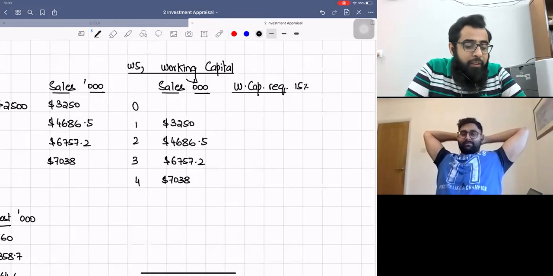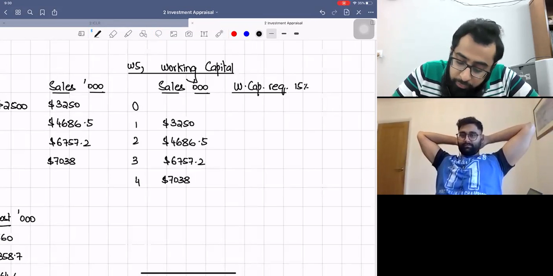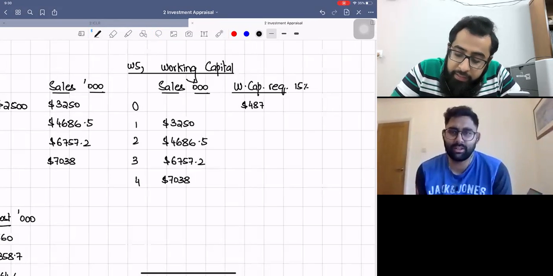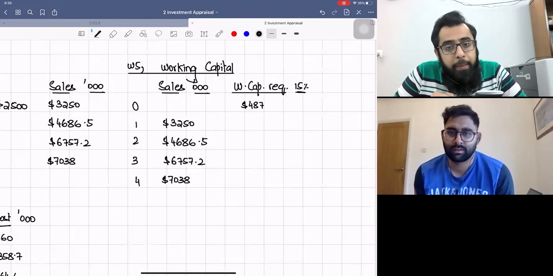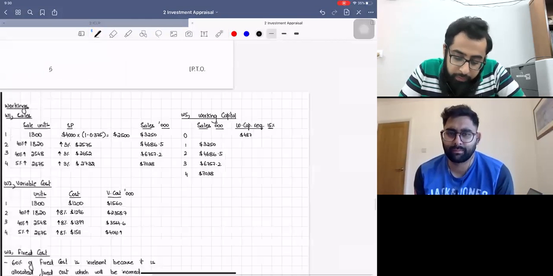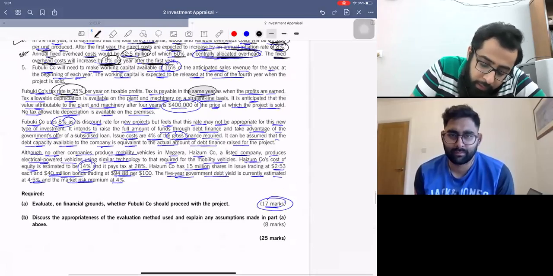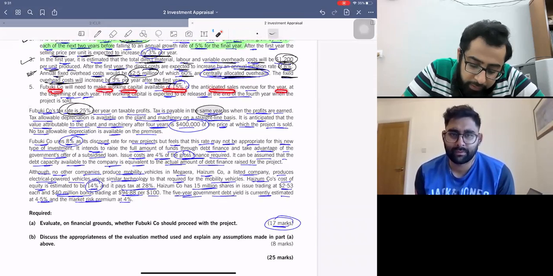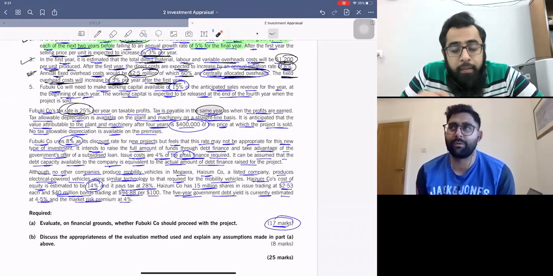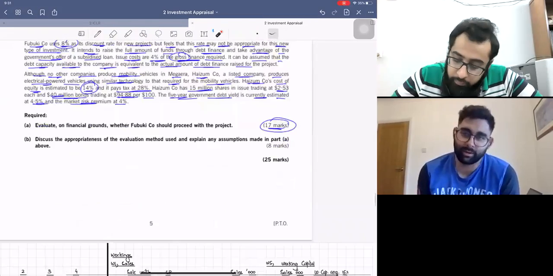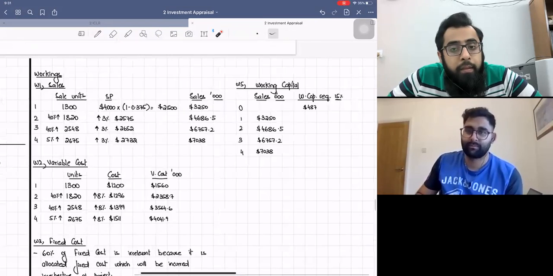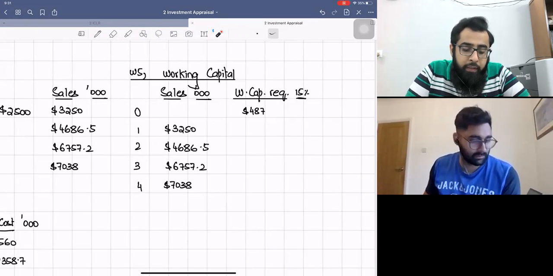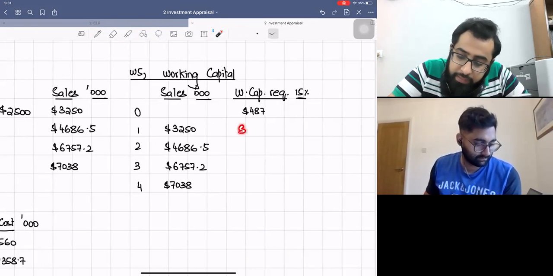Working capital required. So 3250 into 0.15 is 487, which we require initially. You do 15% of what? Of the sales revenue, 15% of the sales revenue. Here it was written, working capital requirement: Fubiki company will need to make working capital available of 15% of the anticipated sales revenue for the year at the beginning of each year. So obviously for the beginning of year 1, we'll do it at the end of year 0. Now 4686 into 0.15. Here we require working capital of 702.